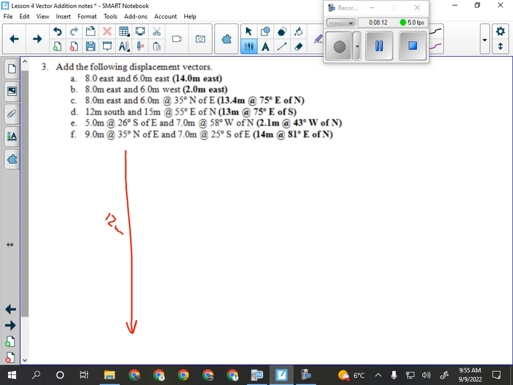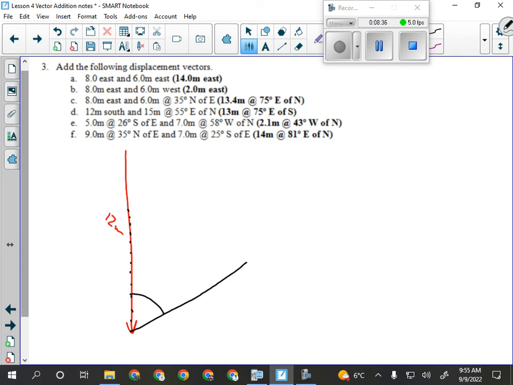Okay, this is the part that messes with people. The next vector is 55 degrees east of north. Is that more than halfway to east? Yeah, 45 degrees is halfway. Okay, so I'm looking at an angle. Here's my reference line. Okay, that's got to go like this.